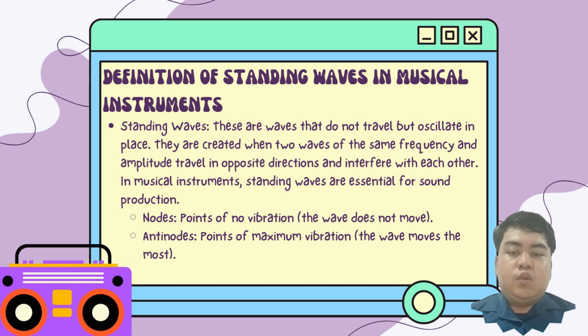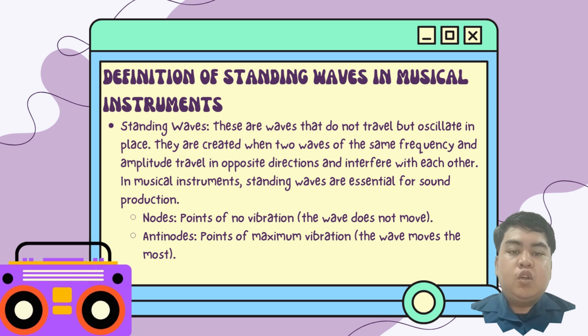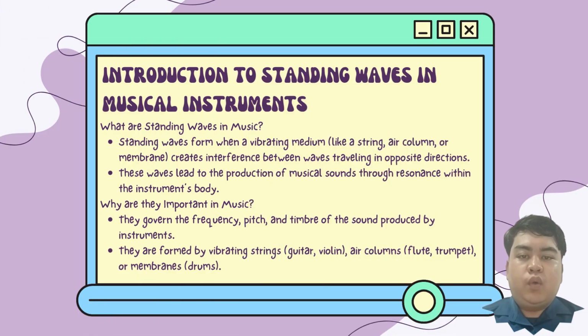Then we have nodes, which are points of no vibration, where the wave does not move. Then we have antinodes, which are points of maximum vibration. The wave moves the most. So we look at it. What are standing waves in music?